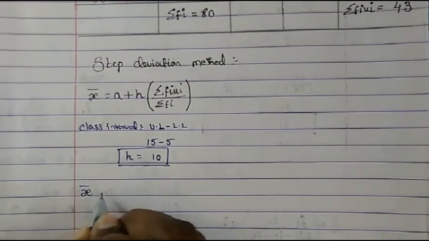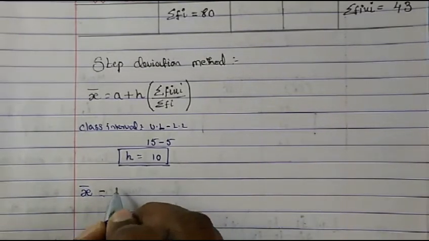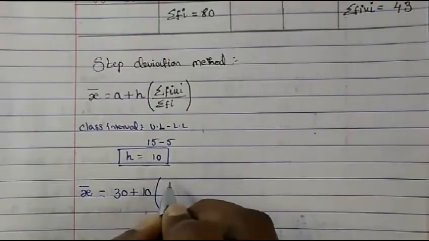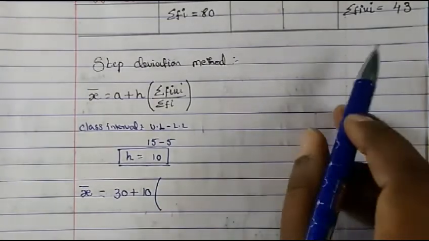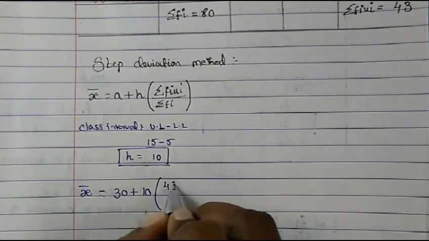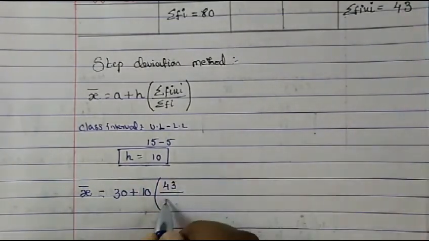So x bar equal to a value we know, that is 30. Class interval we know, that is 10. Then summation of fi ui is 43. Then summation of fi is 80.